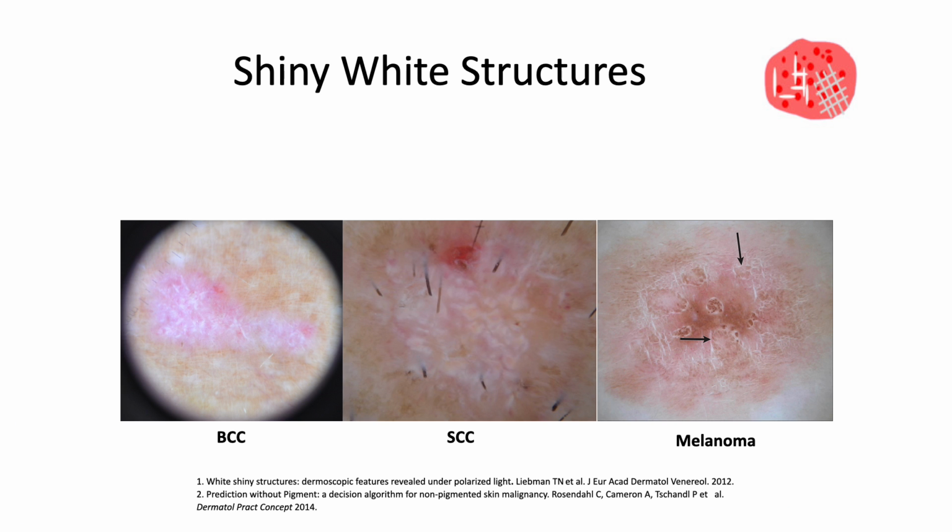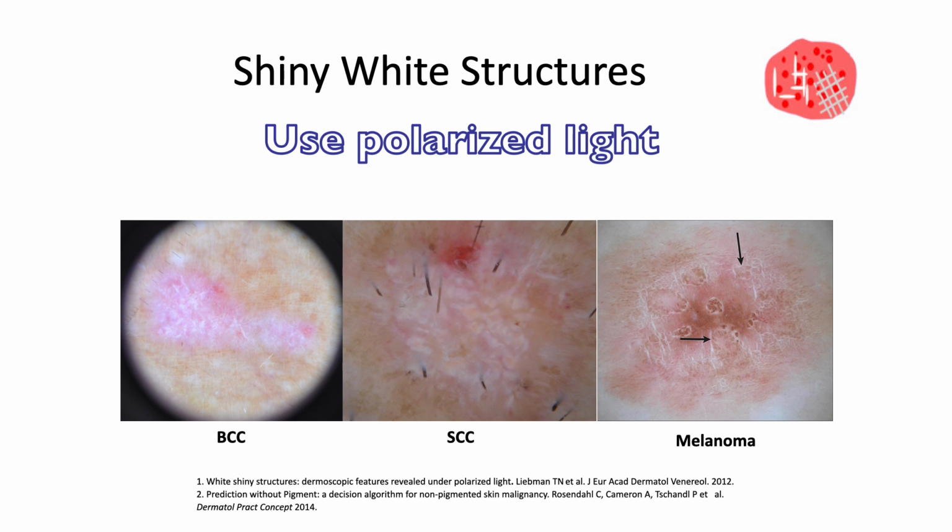Another clue to amelanotic melanoma are shiny white structures. Shiny white structures are only seen under polarized light. They represent fibrosis and changes in the collagen. However, they're not specific to melanoma. Shiny white structures can be seen in basal cell carcinoma, squamous cell carcinoma, and melanoma. But if you see a nodular or firm papule with irregular polymorphous vessels and shiny white lines, be very worried about a melanoma.